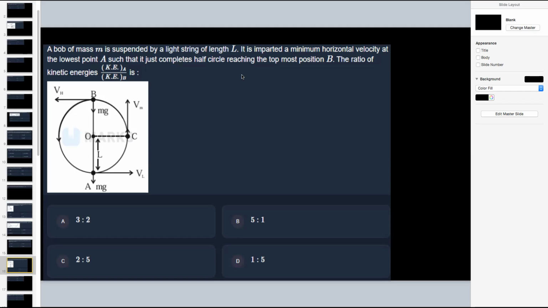I think already you studied about vertical circular motion. Have you remembered it? When a body is moving in a vertical circle, at this position, the minimum velocity is root 5 gr. At this position, the minimum velocity is root gr. Have you remembered this? So what is the ratio of kinetic energies at A and B? This position is A and this position is B.